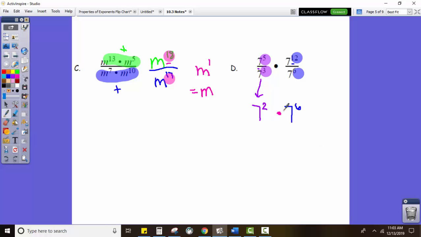And then I need to multiply these two together, so I look at my exponents, 2 and 6, and I add them together. So I have 8, 2 plus 6 is 8, so I have 7 to the 8th.